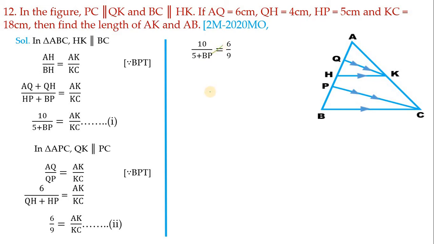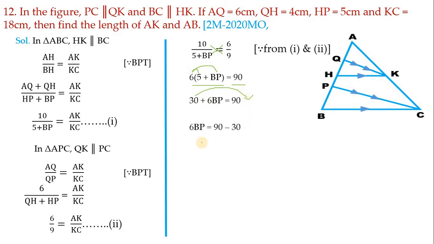Multiply this 6 into 5 plus BP is equal to 10 nines are 90. Next let us multiply: 6 fives are 30 and 6 into BP is 6 BP, equals 90, right? Next this 30 we transfer this side, so it becomes minus 30. Next 6 BP equals, subtract, 90 minus 30 is 60.